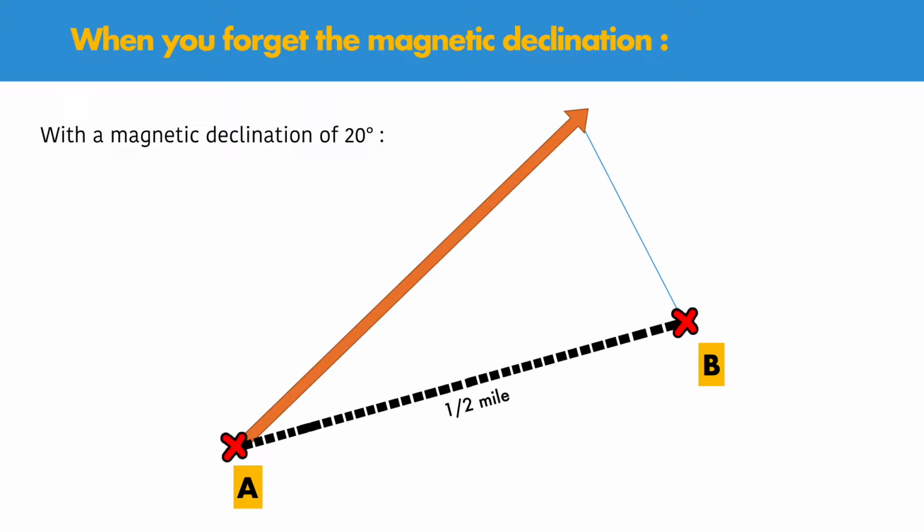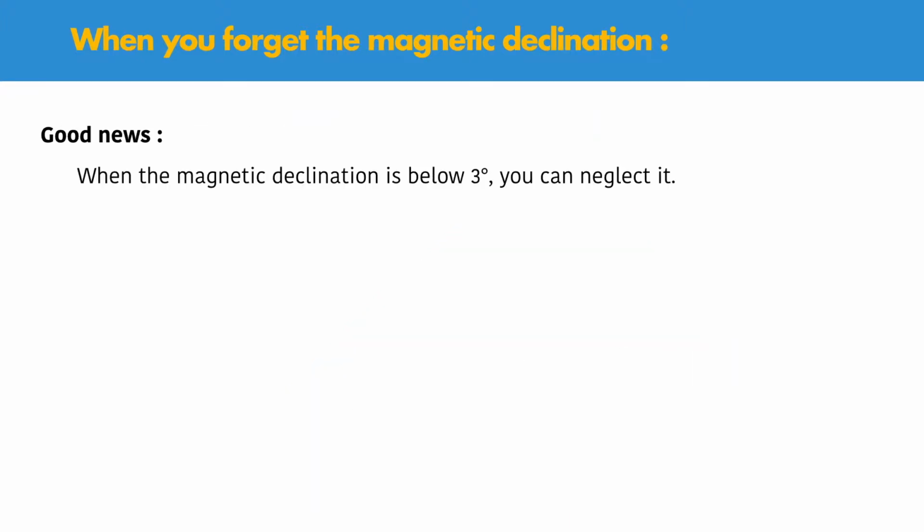This is why it's important to know the magnetic declination of your map and take it into consideration. But I have good news for you. When the magnetic declination is below 3 degrees, you can neglect it.